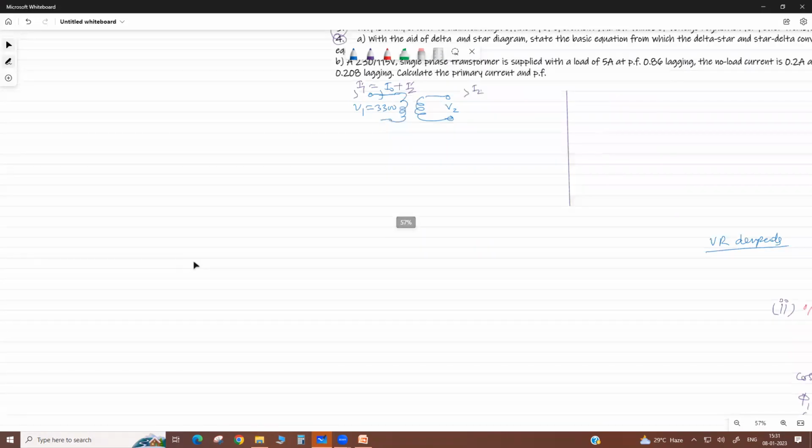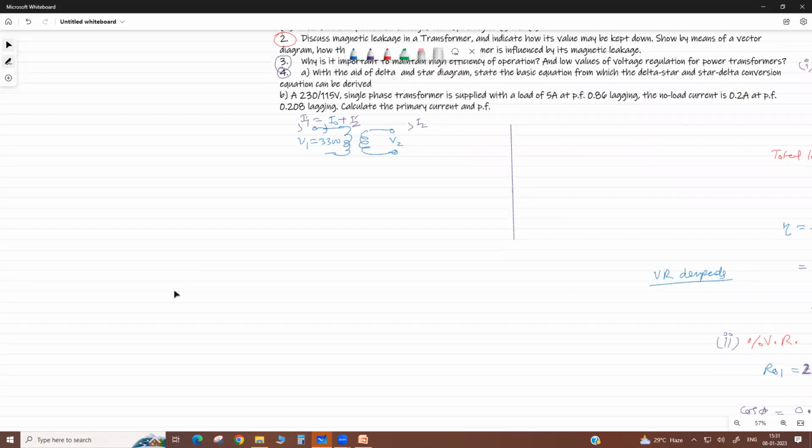Sir, doubt, sir. For cleaning, are we using a vacuum cleaner or a normal brush? Brush, remove the dust, or you can use a vacuum cleaner also. But you have to shut down the transformer and disconnect it, open the transformer and all the panel covers, then clean. Use a vacuum cleaner and check the insulation and the tightness of the cables.